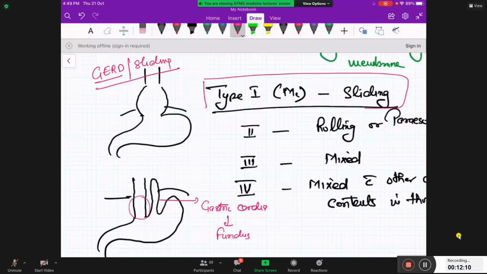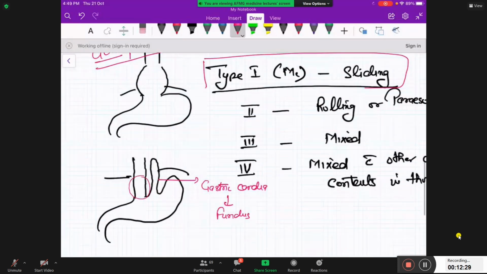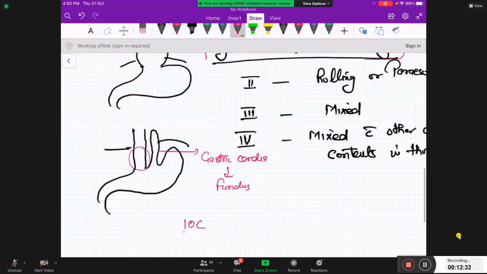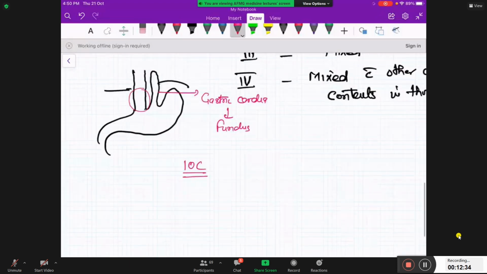So if I ask you, what is the most common complication of sliding type of hiatus hernia, what will that be? GERD. The same complication which we have in GERD will be here also. So everything about GERD and sliding type of hiatus hernia is the same. The only difference, mind it, is the investigation of choice in hiatus hernia. What was the investigation of choice in GERD? It is endoscopy.